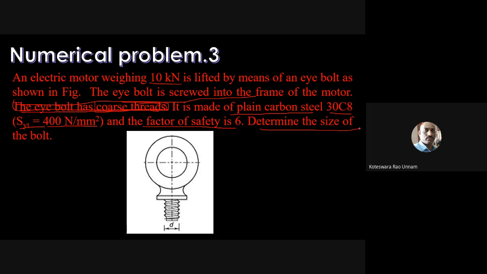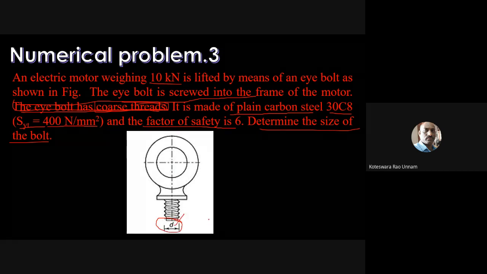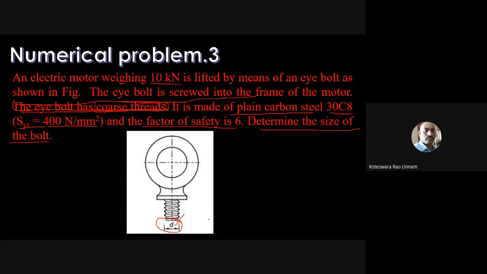To determine the size of the bolt, we need to find the nominal diameter of the bolt. We need to find the D value here. That's why D is given as unknown. So we need to find the size of the bolt. For that, you know everything here.